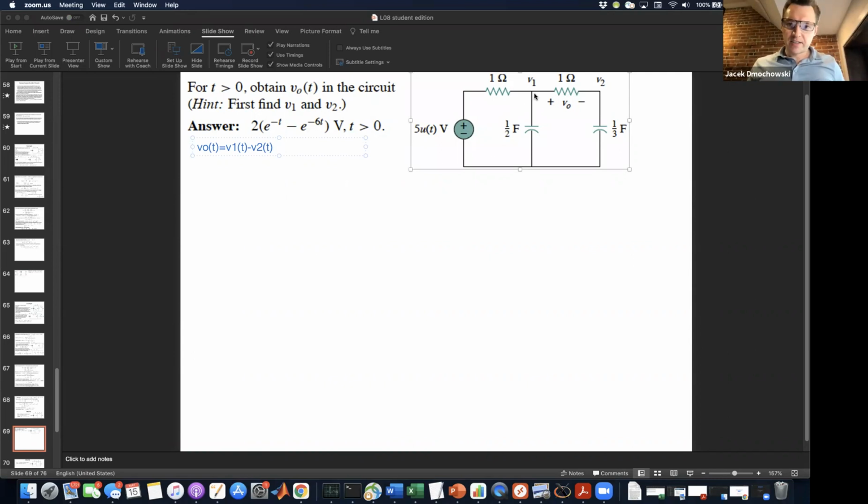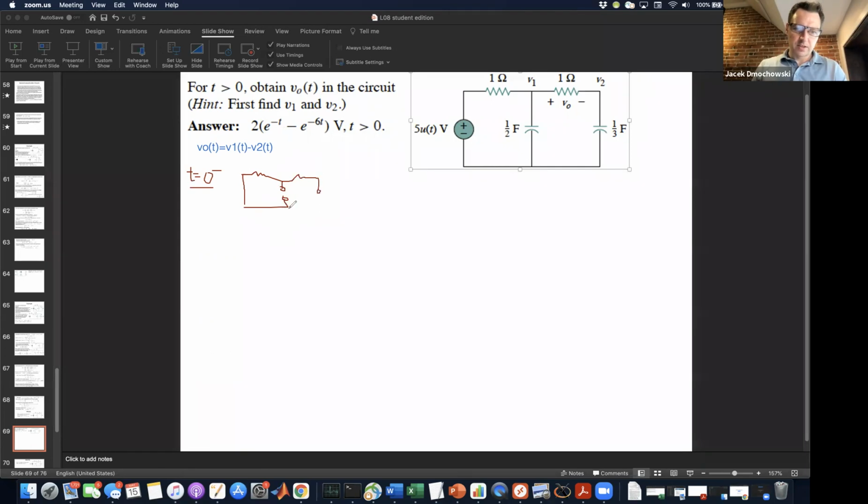Right? And so let's carry the procedure forward for solving V1 and V2. And at the end, we're going to subtract them to solve for V naught. So same steps as before, starting with time equals 0 minus. Okay. And notice here, we don't have a source at 0 minus. We have a disconnected source, and our capacitors are open circuited.